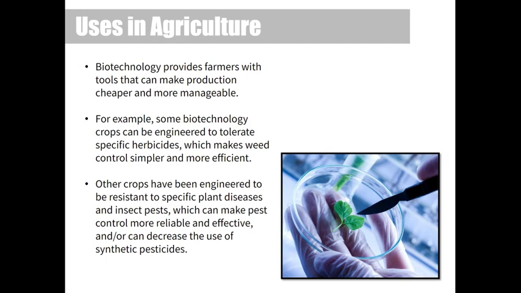Biotechnology provides farmers with tools that can make production cheaper and more manageable. For example, some biotechnology crops can be engineered to tolerate specific herbicides, which make weed control simpler and more efficient. Other crops have been engineered to be resistant to specific plant diseases and insect pests, which can make pest control more reliable and effective and/or can decrease the use of synthetic pesticides.